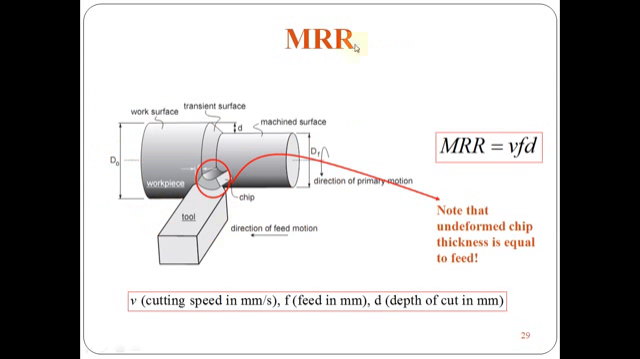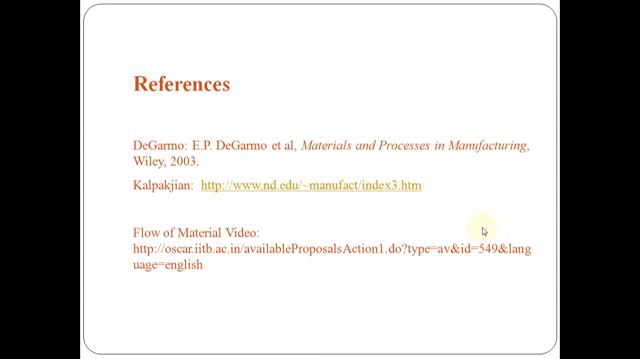Hence the MRR will be influenced by all three factors, that is V, F and D. V is for cutting velocity, F is for feed, and D represents the depth of cut. Hence, control over these three things will give effective quality machining.